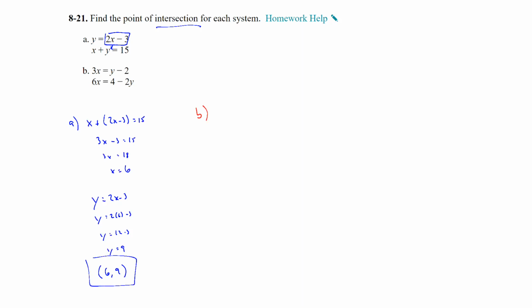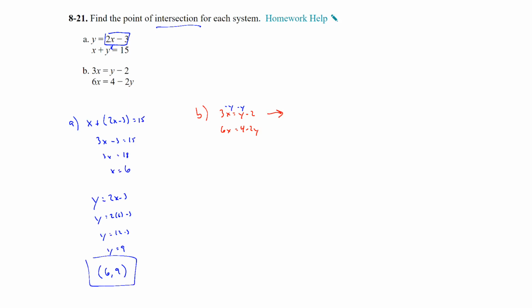On B, we have 3x equals y minus 2. And we have 6x equals 4 minus 2y. We could, once again, use substitution. Since I did that for part A, I'm going to go ahead and use elimination for part B so you can see the two different methods. If I'm going to do that, though, I want to write these in what's called standard form. I want the x's and y's on the same side so I can use my elimination.